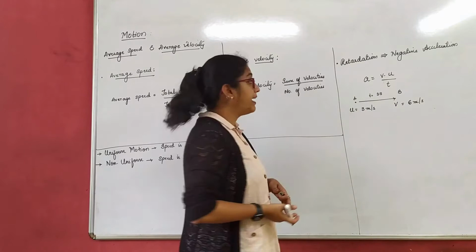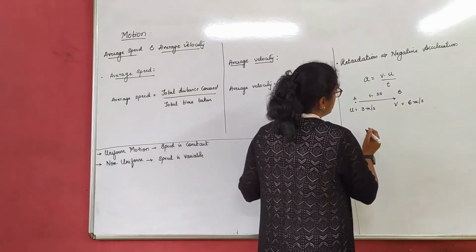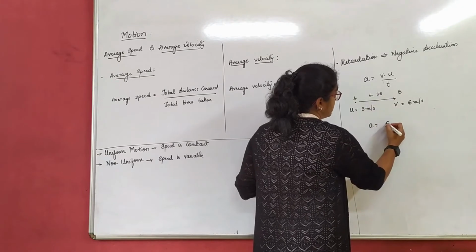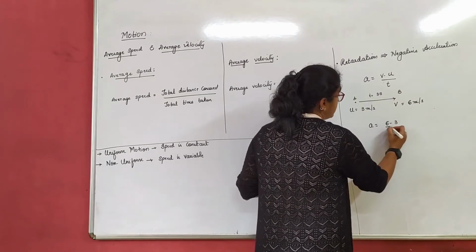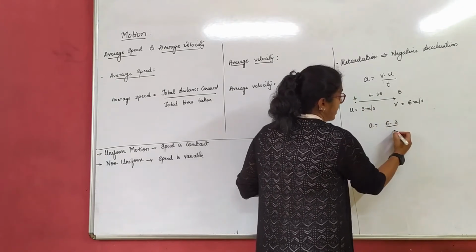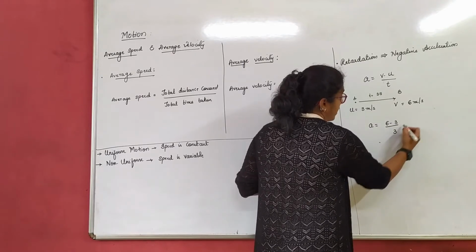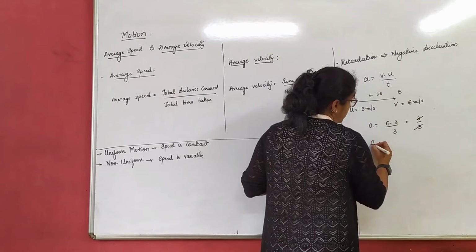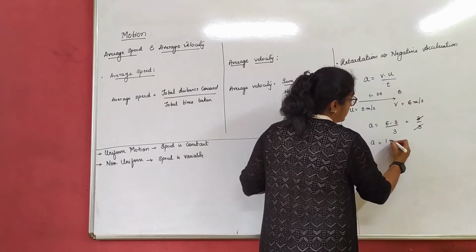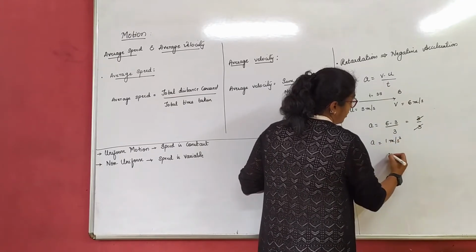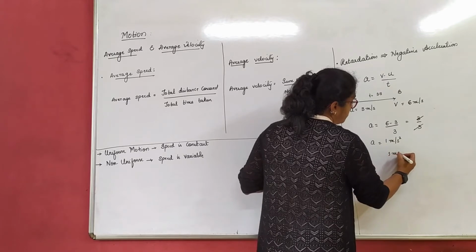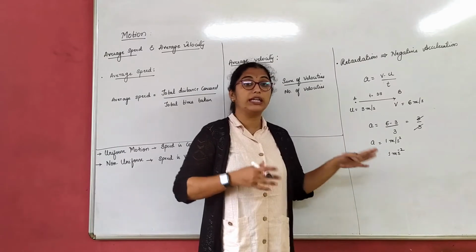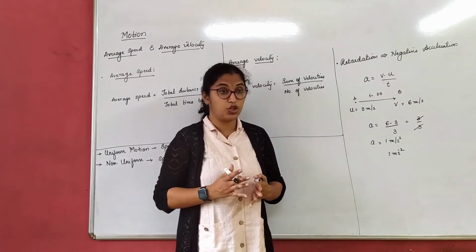Okay, let us find the acceleration here. So a = (v - u)/t, which is (6 - 3)/3. So 6 minus 3 is 3, divided by 3. Acceleration is 1 meter per second square. So here the body attained positive acceleration.